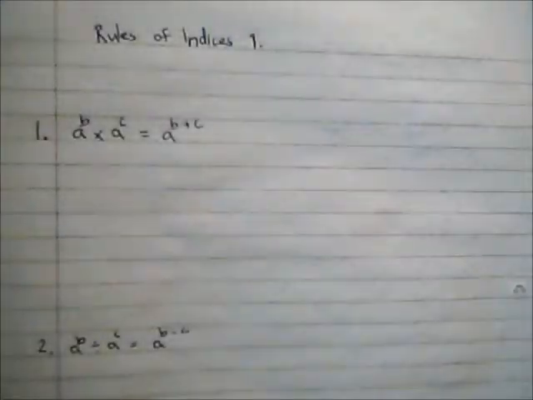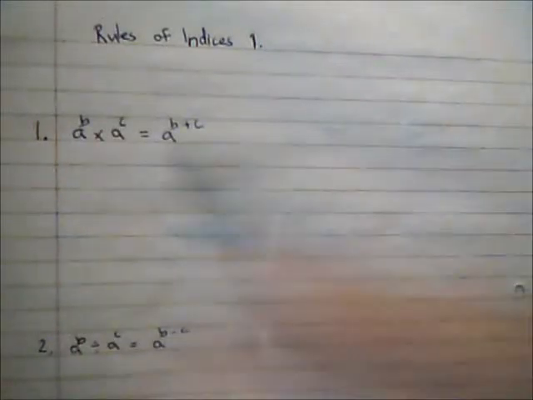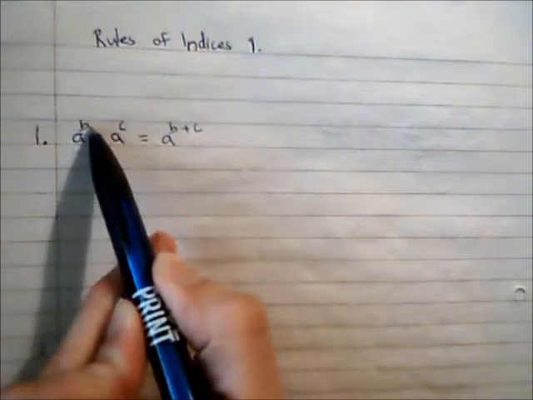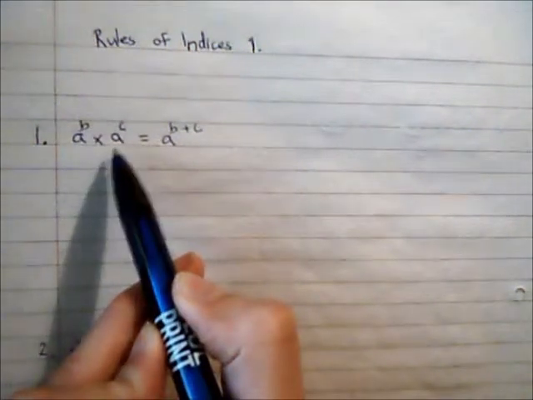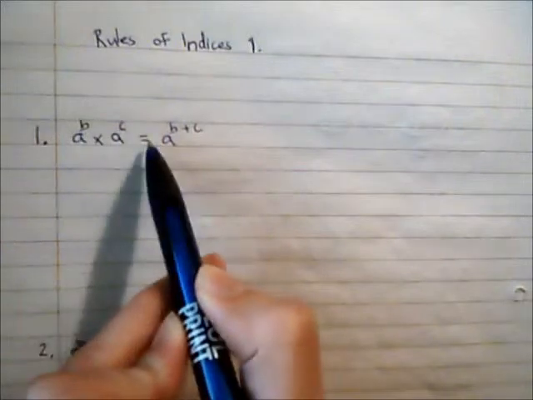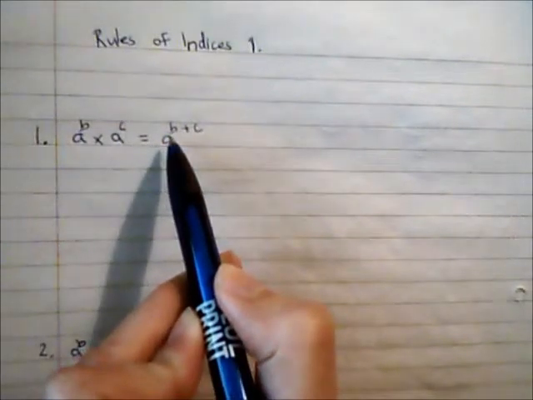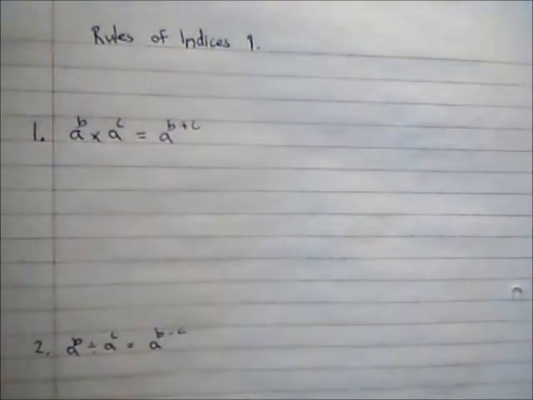In this video we're going to look at some of the simplest rules of indices, and we're going to try and show why the rules work. So the first rule we're going to try and show that it works is that a to the power of b multiplied by a to the power of c can be written as a to the power of b plus c. So when we multiply two terms that are raised to different powers, we can add those powers together.